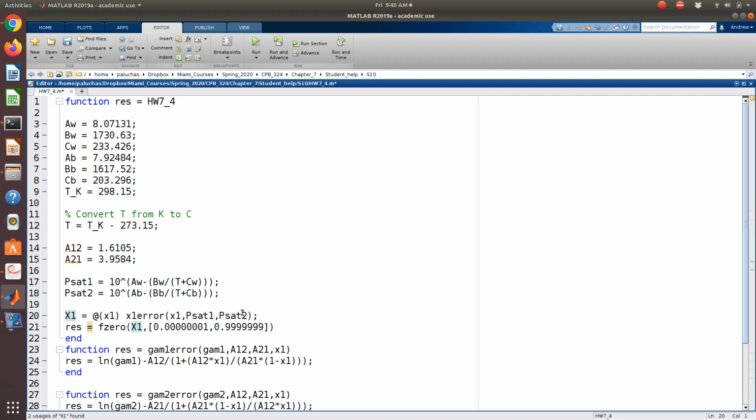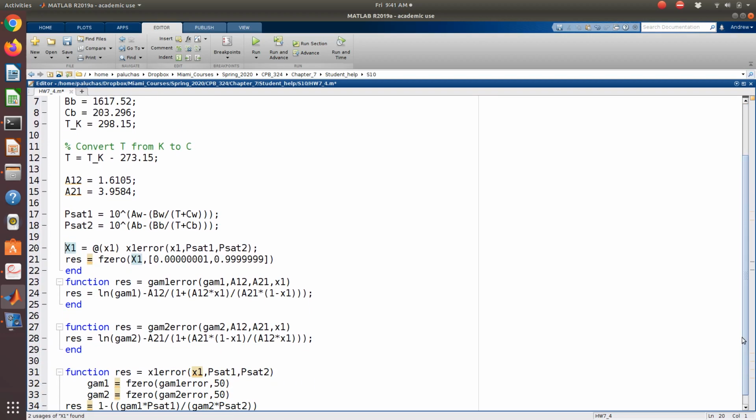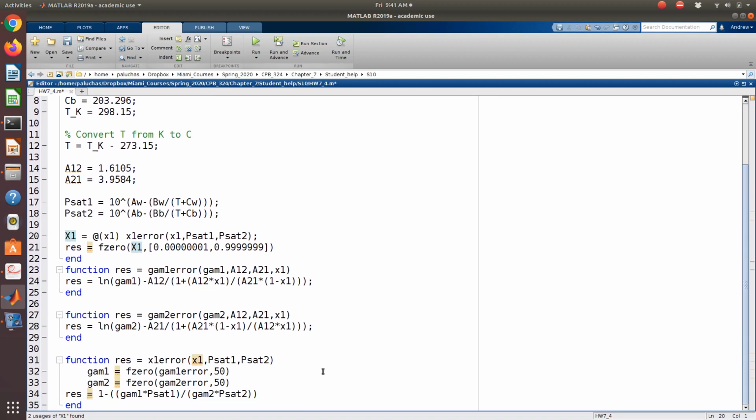So this would again be question 1. My error function should have A12 and A21 because for each x value, it'll have to recalculate gamma 1 and gamma 2. Let's take a look then at my error function. It has an input of x1, PSAT1 and PSAT2, so that's consistent.